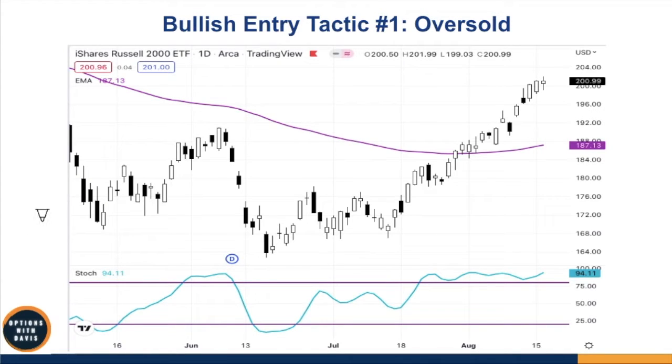All right, so this is the IWM, right? This is on the daily chart. Now, most of the time, I only use the stochastics on the daily chart, because I find that it's slightly more accurate than if you were to do it on intraday. So I do not really trade intraday at all. So it's mostly just daily trades.